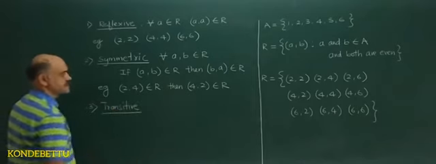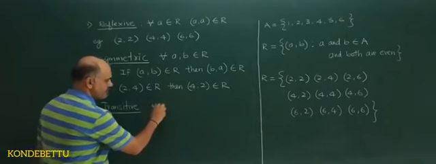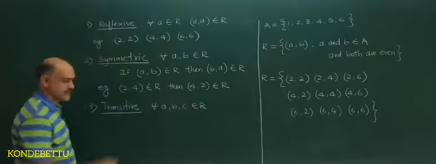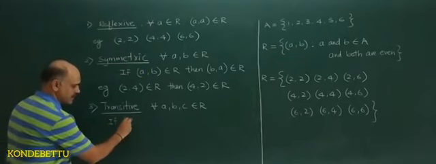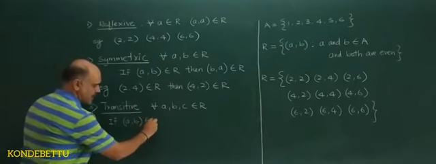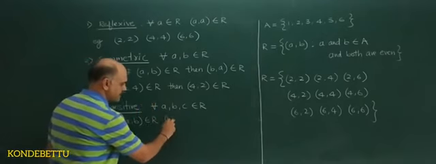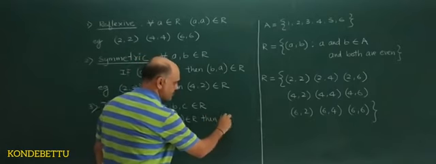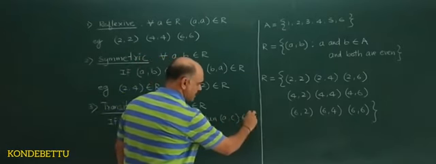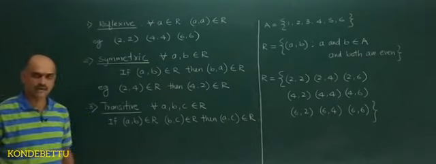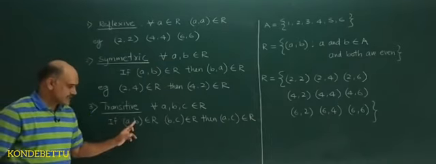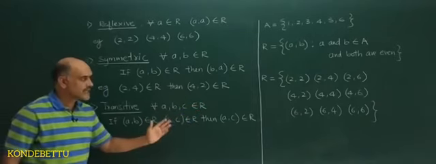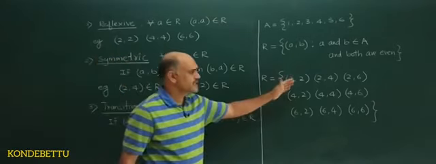So transitive states that for all values of A comma B comma C belonging to R, if A comma B belongs to R and B comma C belongs to R, then A comma C belongs to R. So A comma B, the same element here, B comma C, then A comma C belongs to R. You can check this also. Any example you can take.